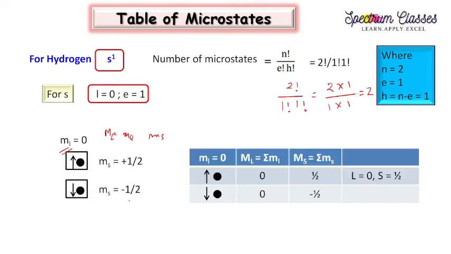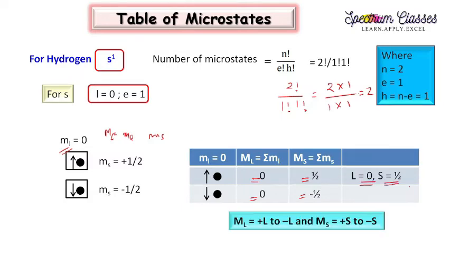For writing the microstates for this set of information, we are having ML is equal to 0 in both the cases, but MS changed. So we have to write both the microstates. In the previous case, ML and MS were both the same, so only one microstate was there. But here we are having this plus half and this minus half, so we are having different sets of information. From this, I have written L is equal to 0 and S is equal to half.